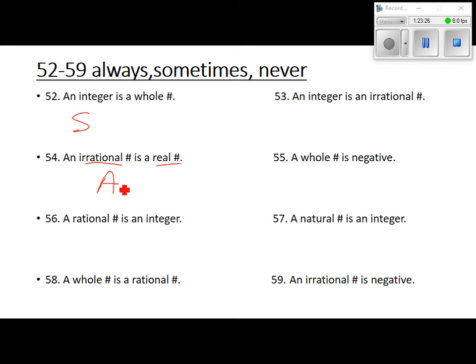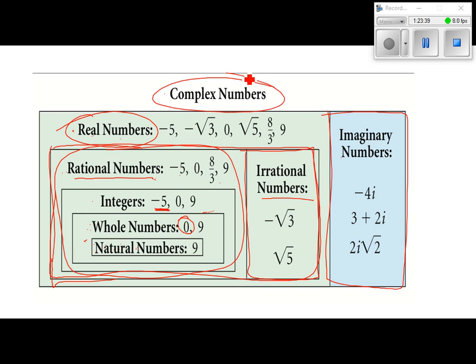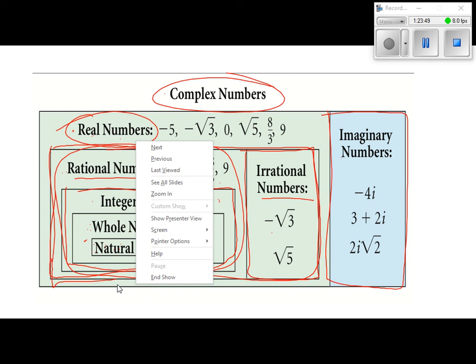And I'm going through these wrong. I should have done 53. Let's go over here and do: an integer is an irrational number. Can an integer be an irrational number? Let's go to this next thing. An integer is in this box. Is any number in this box ever going to be over here? And that's no. So that's never.